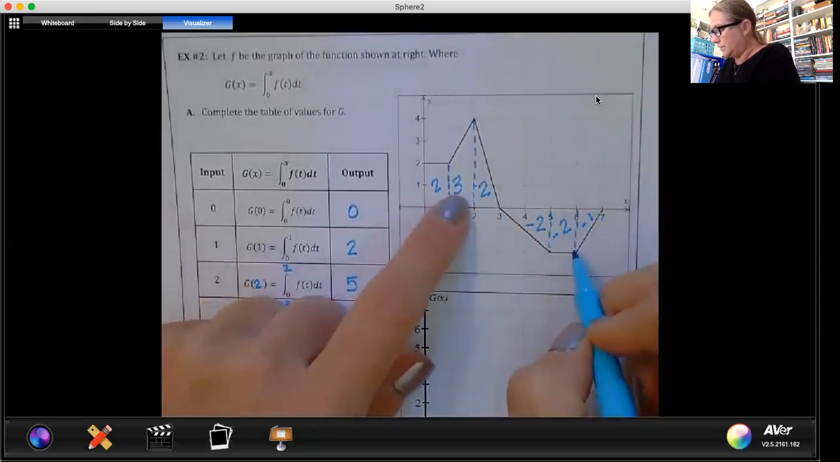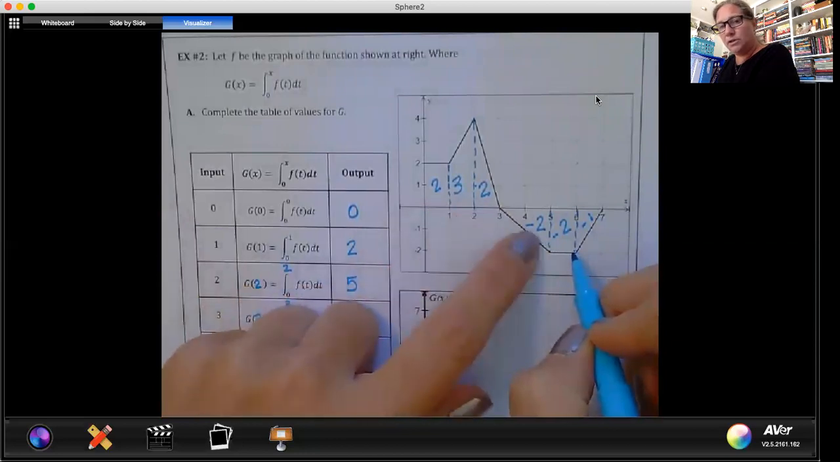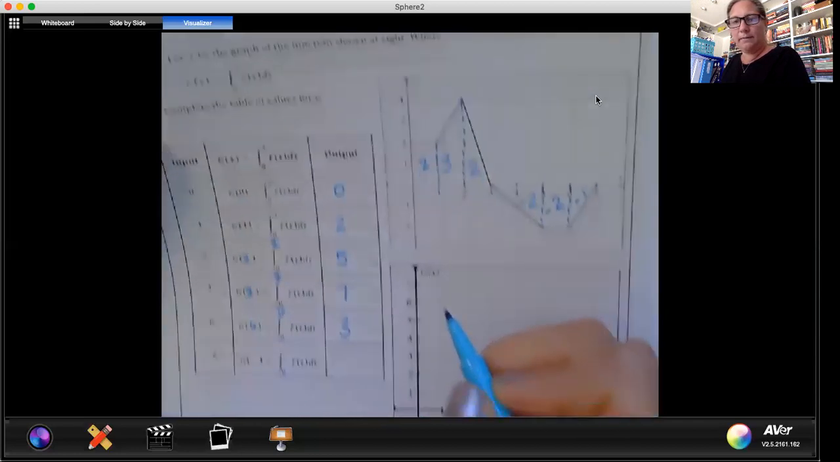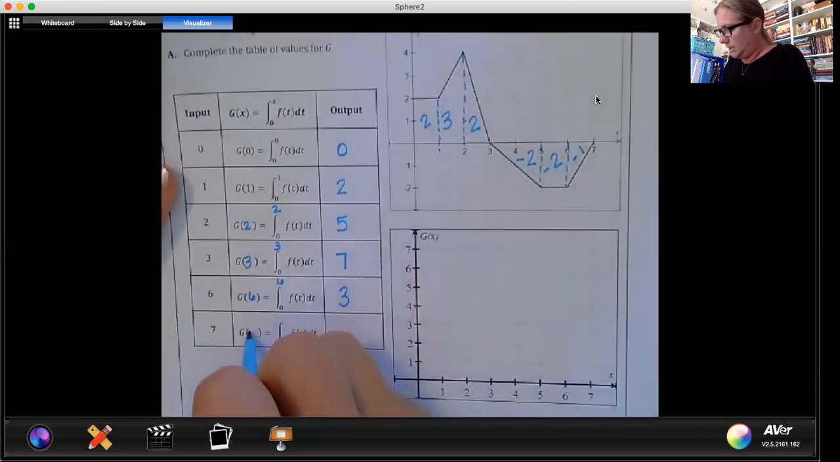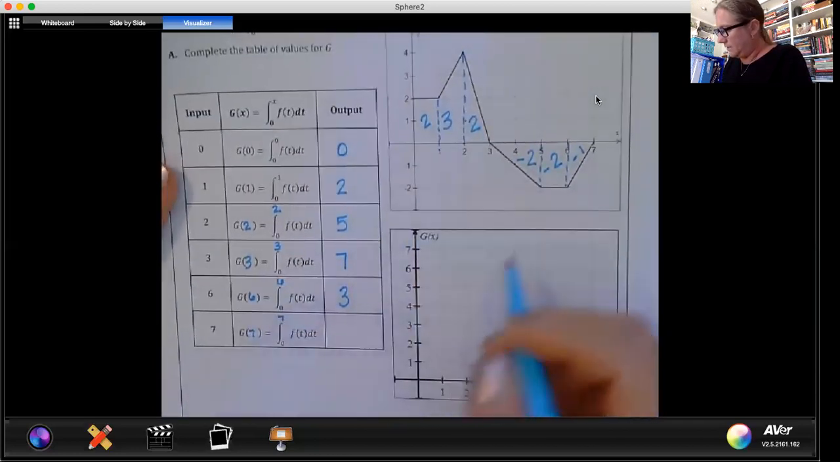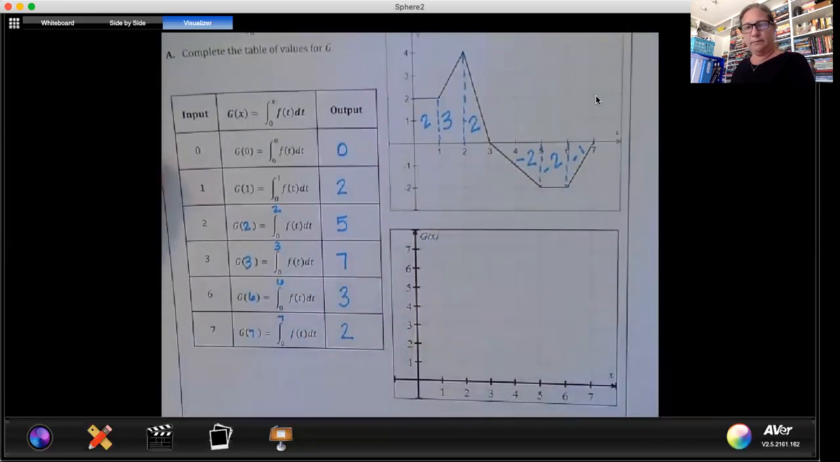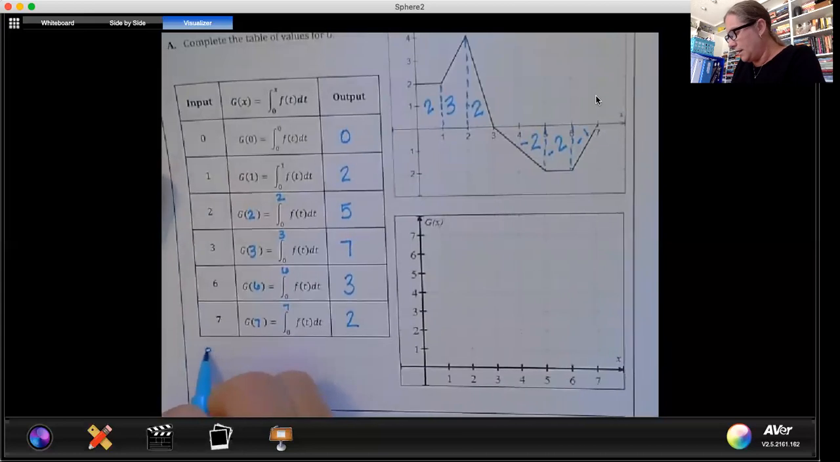So 2 plus 3 plus 2 minus 2 minus 2. The 2's cancel, so you get 3. And then g of 7 is 0 to 7, and 3 minus 1 is 2. So you're going to plot the points on g of x.